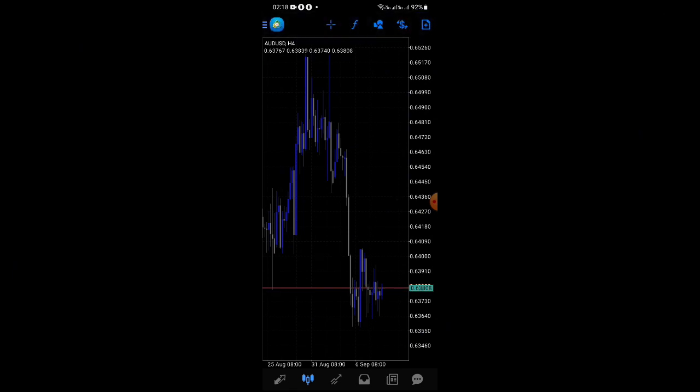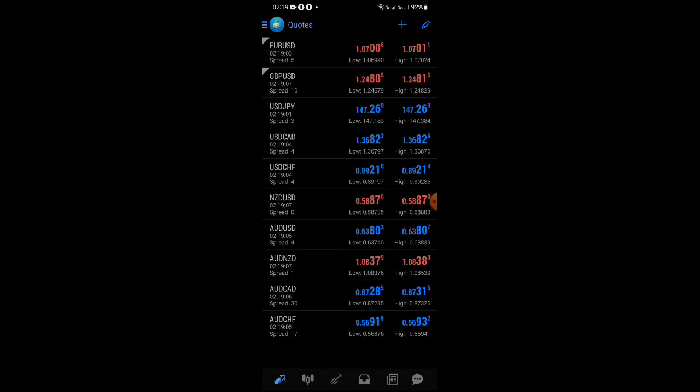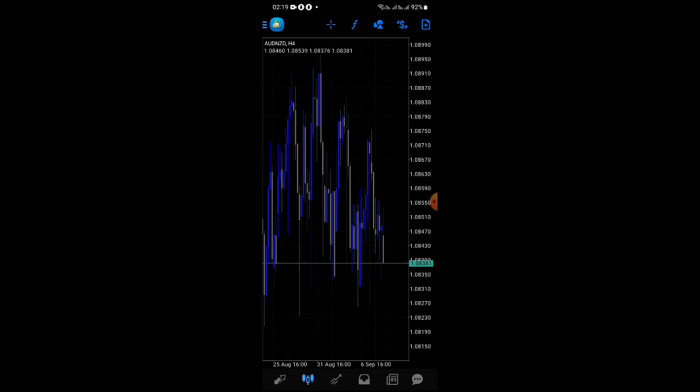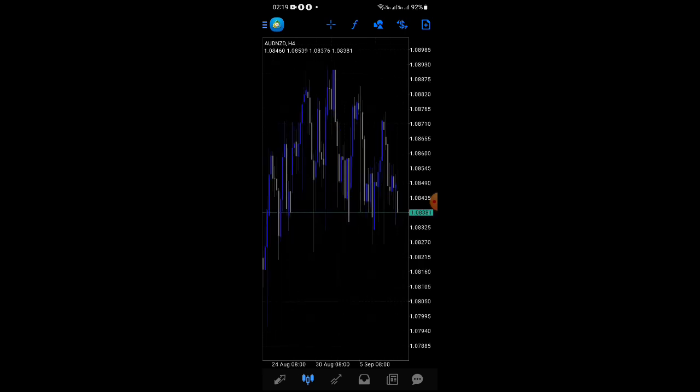We are not looking at the liquidity right over here. Forget about liquidity. Three things: imbalance, fair value gap, those are the same thing that you're looking for. The second thing is an order block. And the third thing is a break of structure. We're also going to do the very same thing on AUD NZD.